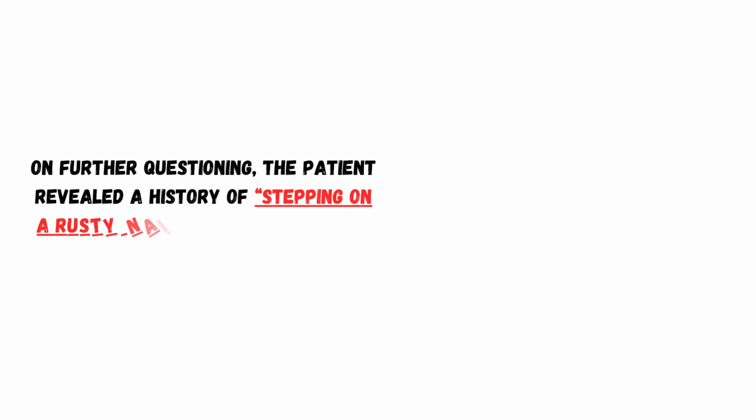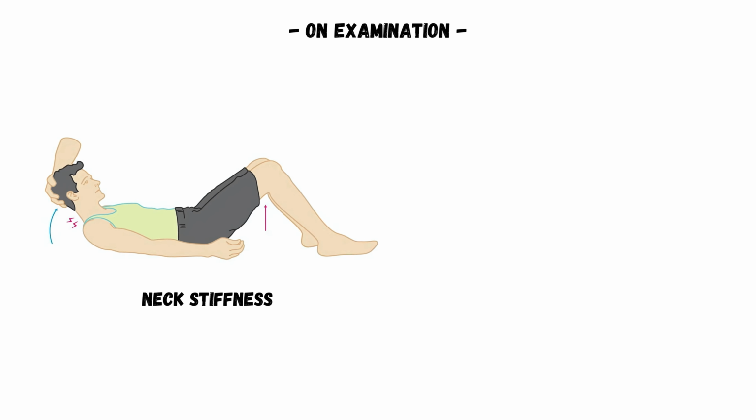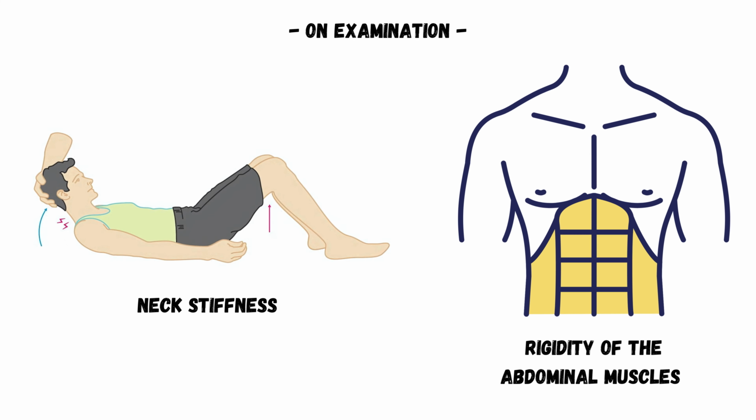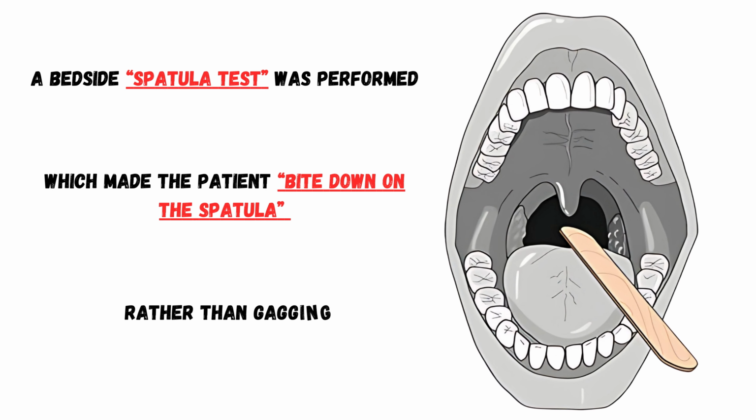On further questioning, the patient revealed a history of stepping on a rusty nail while he was working in the garden a few days ago. On examination, the patient had neck stiffness and rigidity of the abdominal muscles. A bedside spatula test was performed, which made the patient bite down on the spatula rather than gagging.